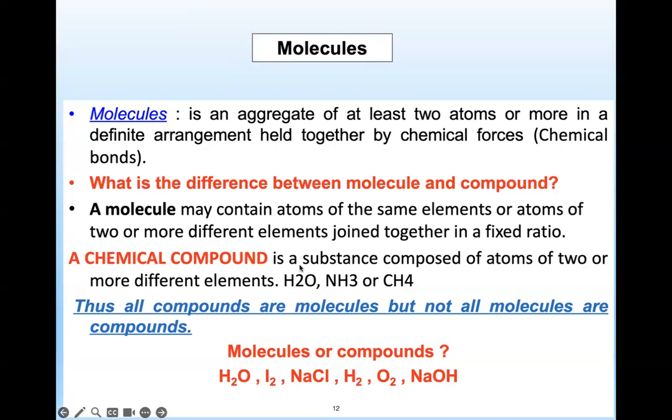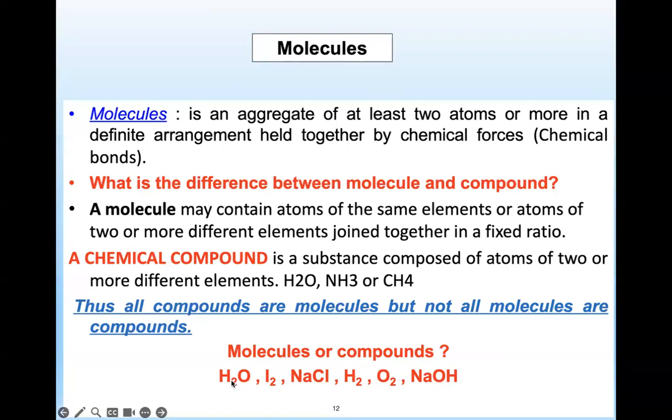Look here at H2O. Is it a molecule or a compound? NH3, CH4, and all compounds are molecules, right? But can all molecules be compounds? Of course not. For example, oxygen is a molecule, hydrogen is a molecule, iodine is a molecule, but they are not compounds.